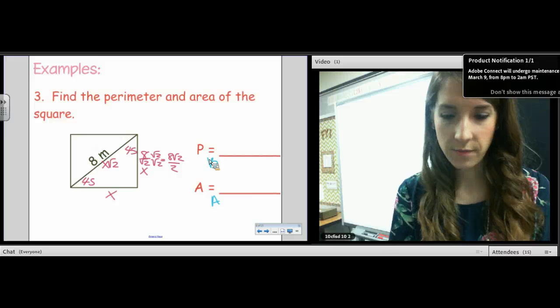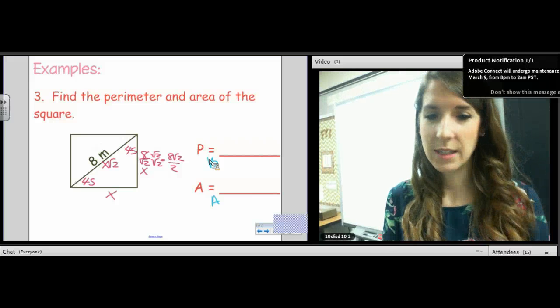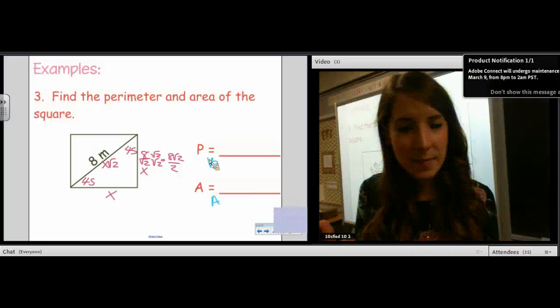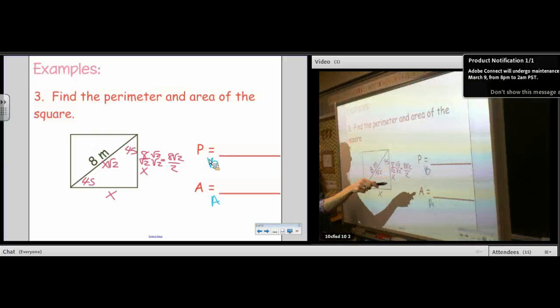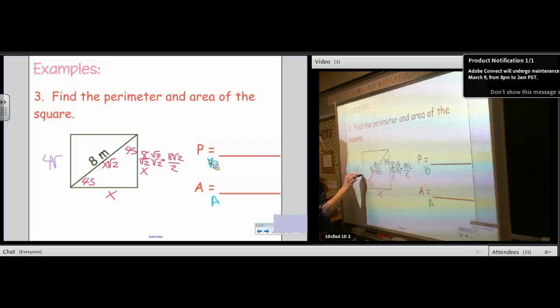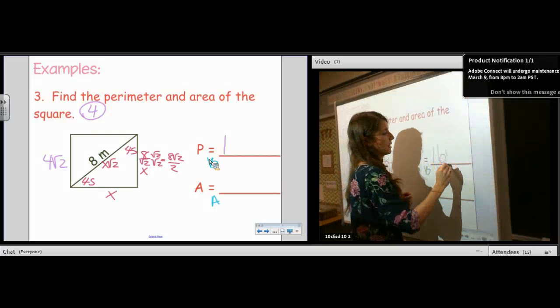I'm ready when you guys are. That's better. That's what exact means. Yes. Okay, so each side is 8 root 2 over 2. Each side is 4 root 2. There's 4 sides, so there's 4 root 2 times 4. So we get 16 root 2.